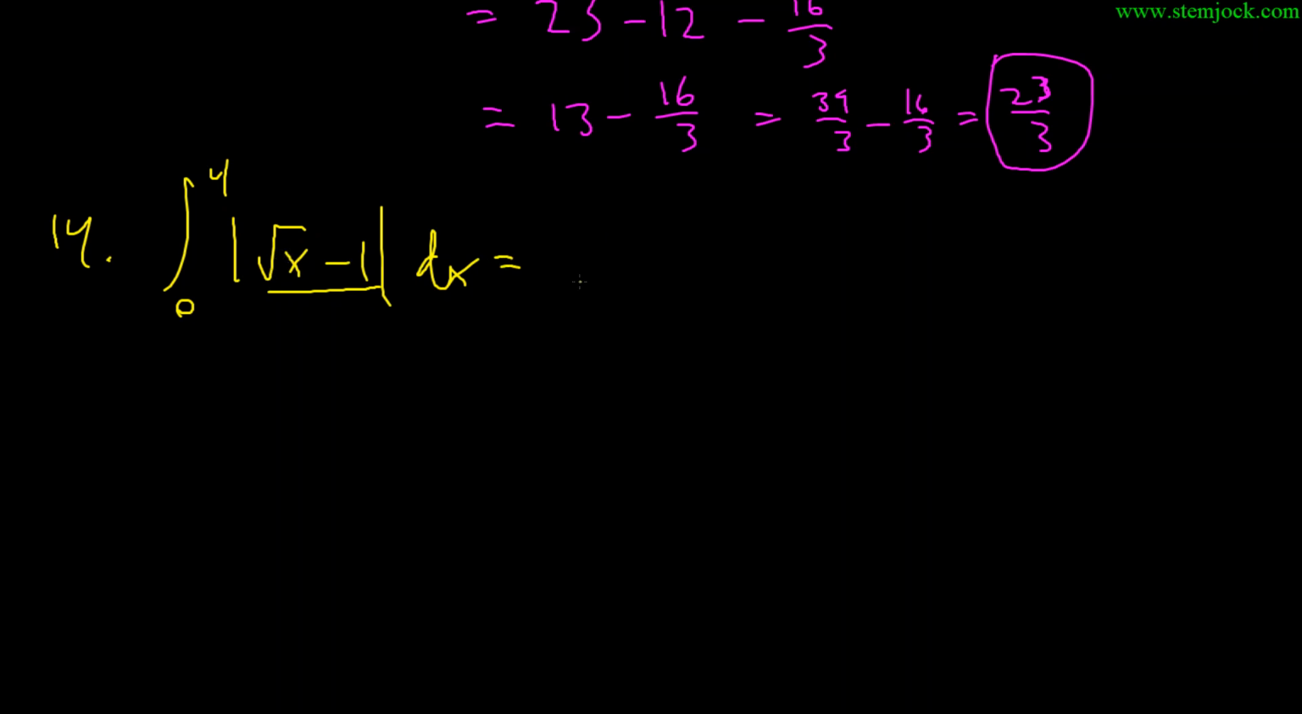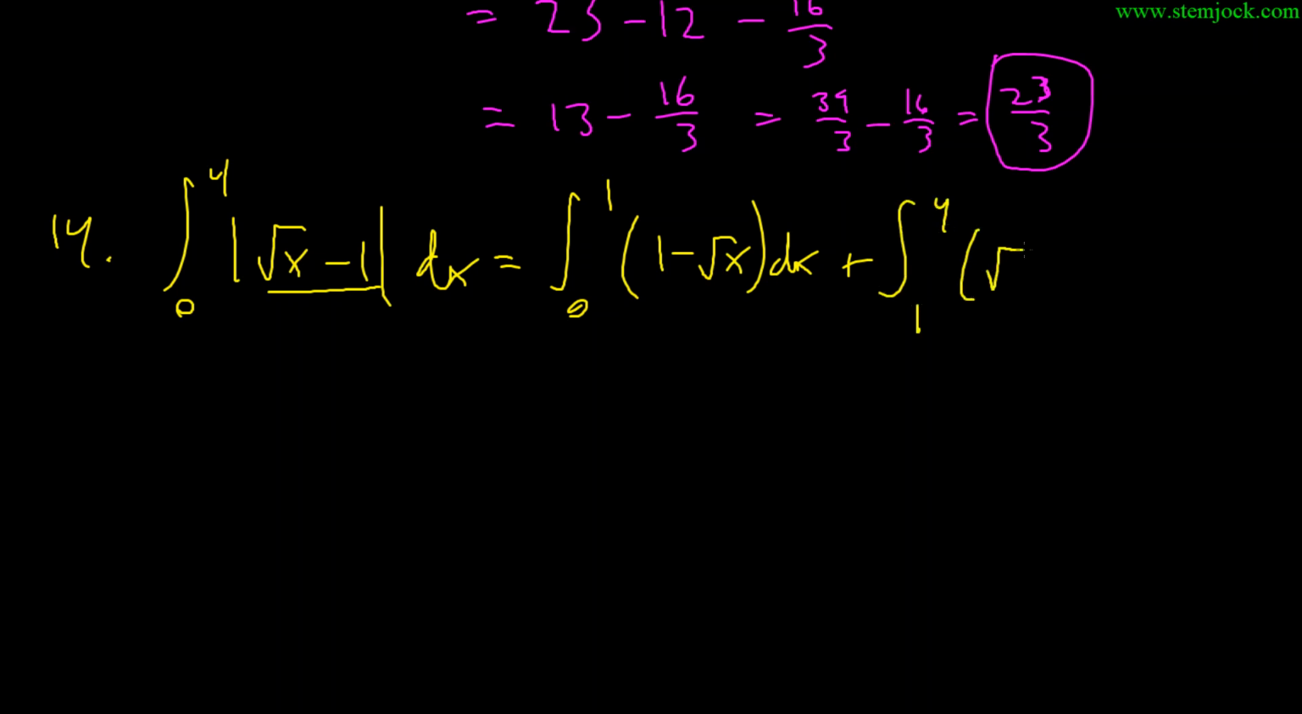So we write this from 0 to 1. This is going to be, we multiply this by negative 1, so 1 minus square root x dx. And then the rest of the way from 1 to 4, we leave it as it is, square root x minus 1 dx. If I plug in 1 for x, that's 1, so the integrand is 0 in that case. And then 4, square root of 4 is 2. 2 minus 1 is 1, so that's positive. So this is fine. And now that the absolute value is gone, I can proceed with the integration.